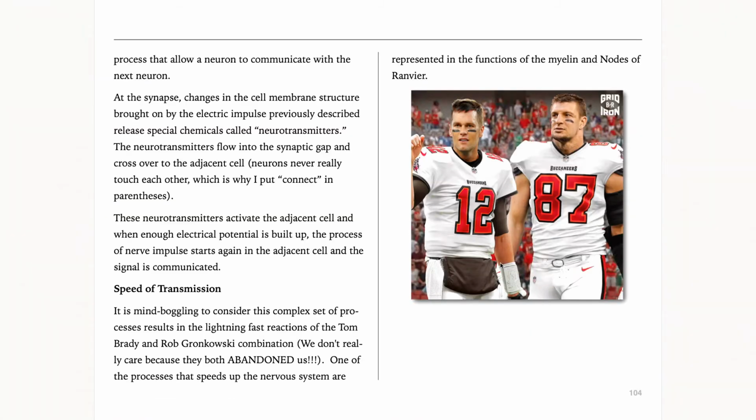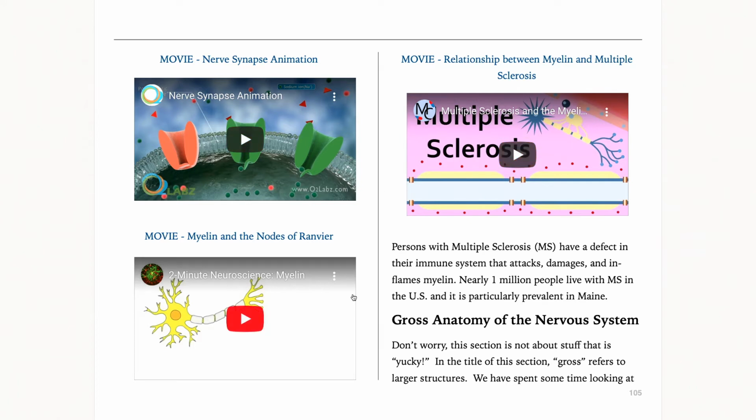So back in the course book, we have a little bit about the synapse here. We just kind of covered that. A little bit about athletes and how fast their nervous systems are. Lots of videos here, and we can see a video on multiple sclerosis that goes into a little bit more detail. So let's look at the gross anatomy of the nervous system.